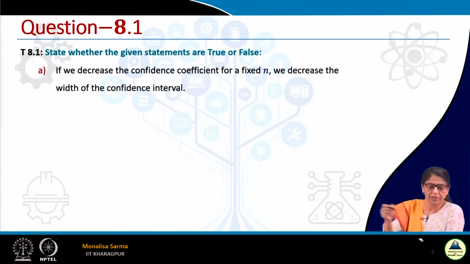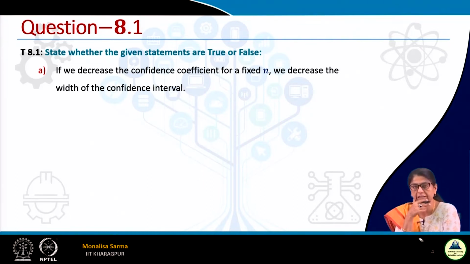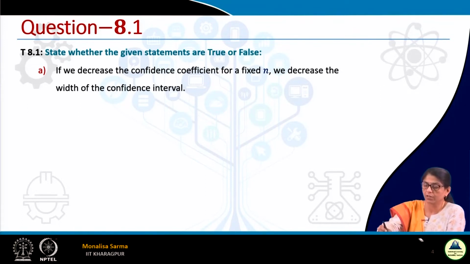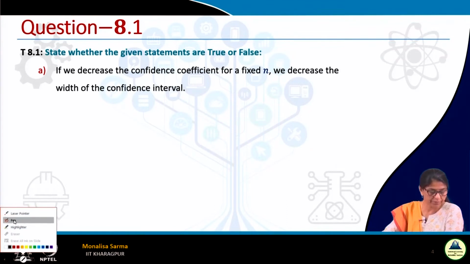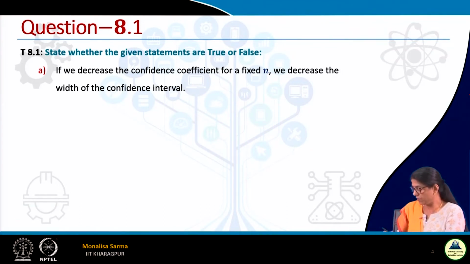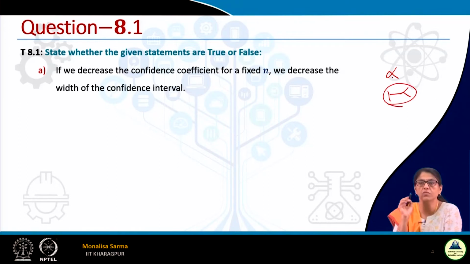So first: if we decrease the confidence coefficient for a fixed n, meaning what? It means we have increased alpha. 1 minus alpha is decreasing, so alpha is increasing. If we decrease the confidence coefficient for a fixed n, we decrease the width of the confidence interval. What is the width of the confidence interval? It's basically the error of estimation.